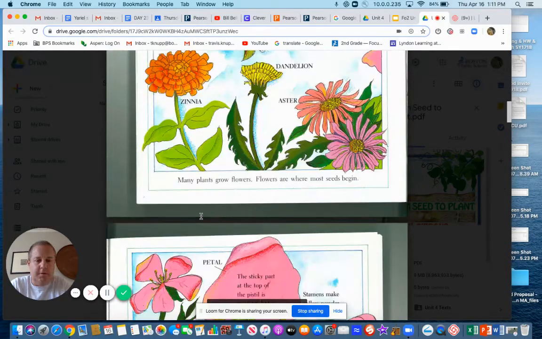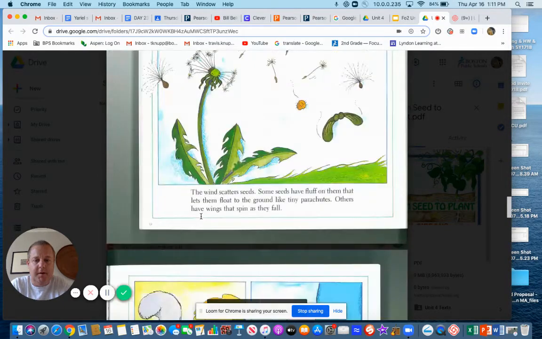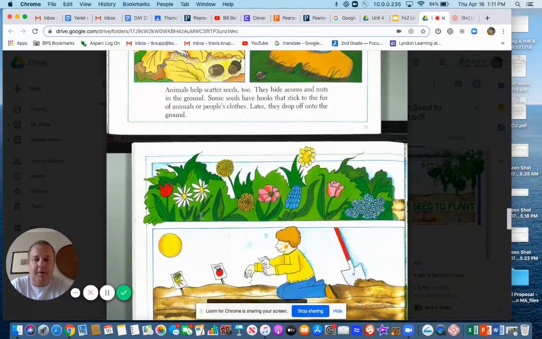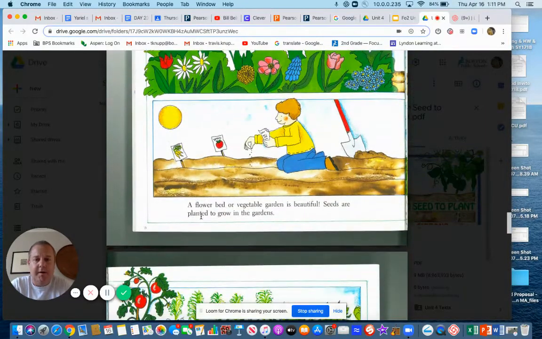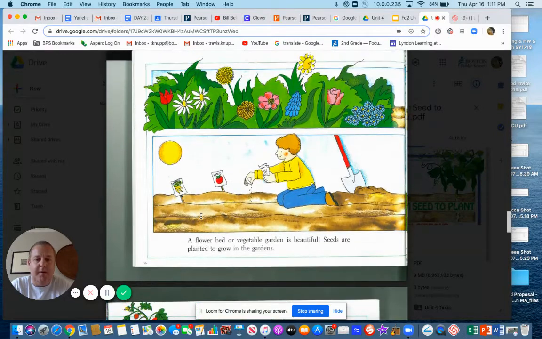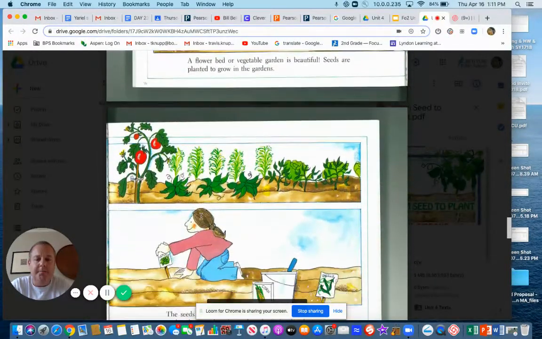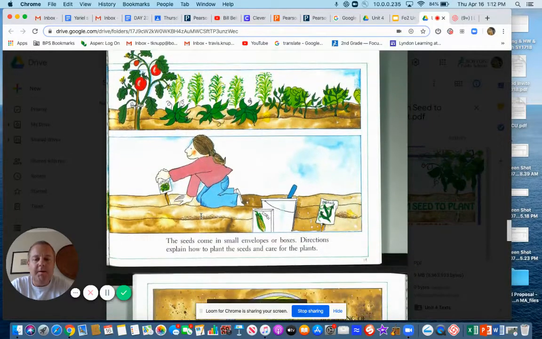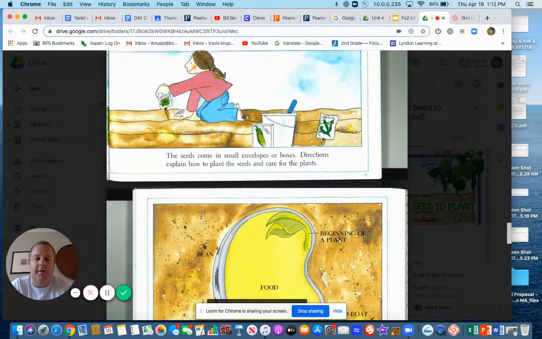Gonna skip way down. We read this, remember? Traveling seeds through the air, traveling by animals, hooked onto your pants, hooked onto your dog. Well, this is where we left off. A flower bed or vegetable garden is beautiful. Seeds are planted to grow in the garden. Seeds come in small envelopes or boxes. Directions explain how to plant the seeds and care for the plants once they are grown.